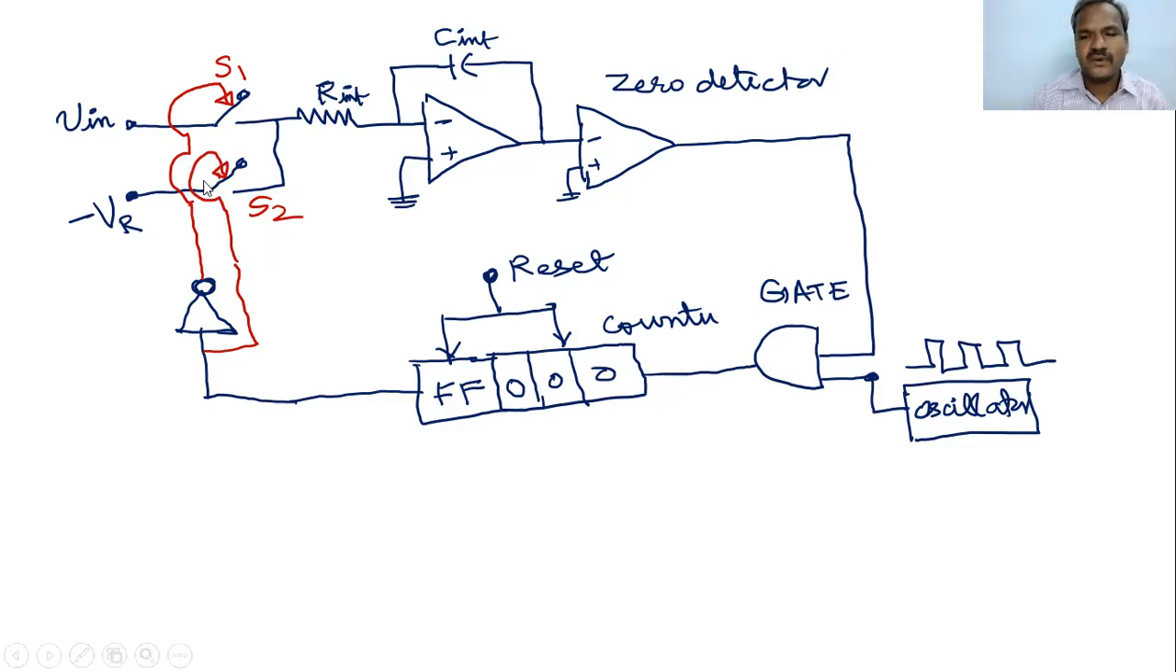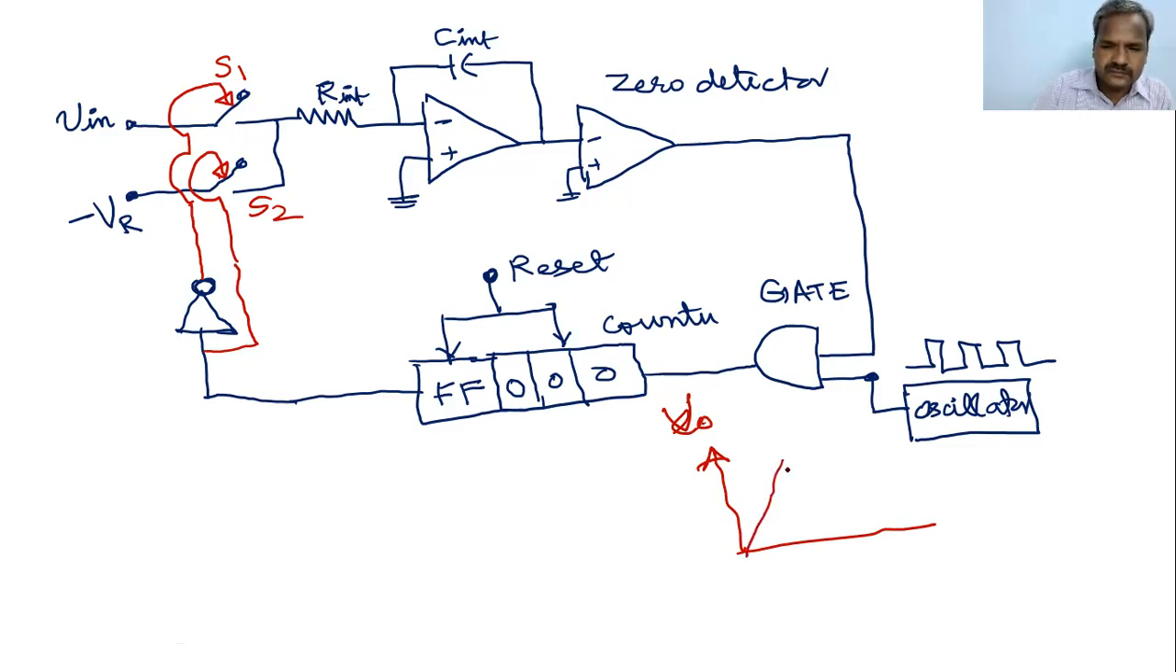Understand? So this is the typical block diagram of the dual slope ADC. So it is V naught, V naught. This is T1 duration. The integrated slope time is fixed. That is also fixed. That is T2.